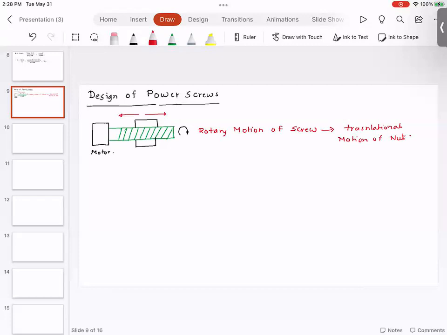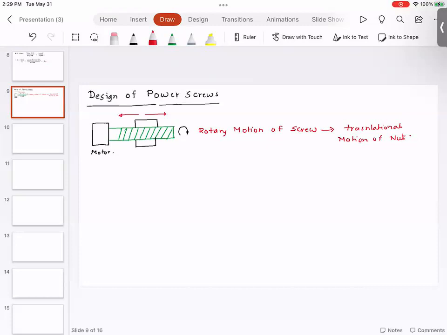In the case of a 3D printer, you have a stepper motor. That stepper motor, by means of a coupling, is attached to a lead screw, and there is a nut on the lead screw that goes up and down or forward and backward depending upon the rotation of the motor. Now, one thing that I want you to remember is there could be mechanical advantage in this power transmission system.